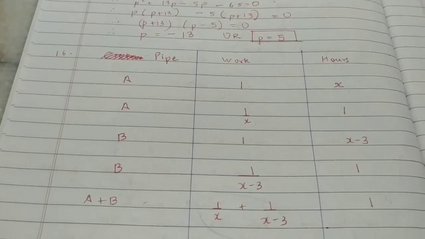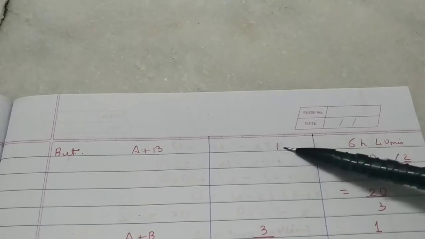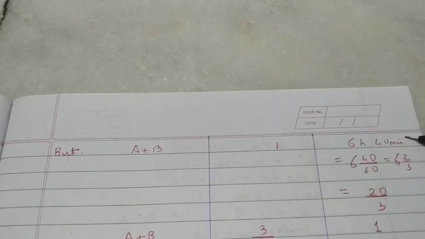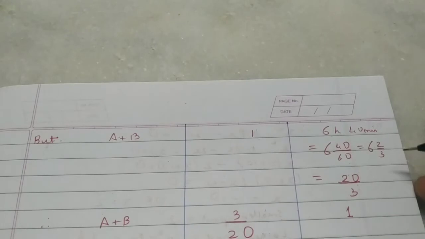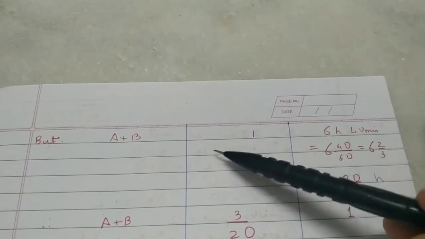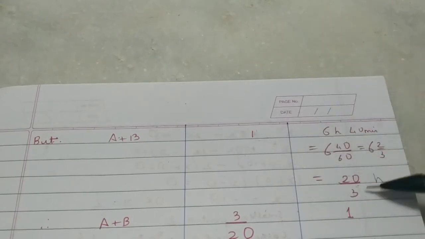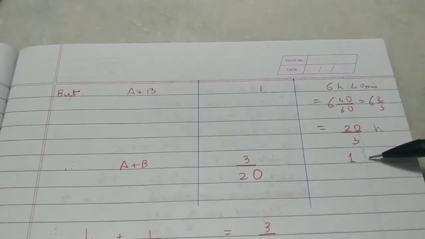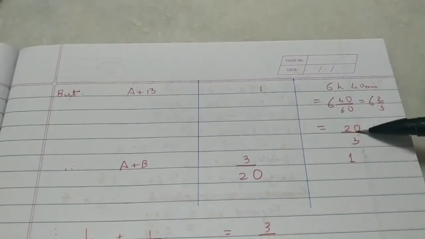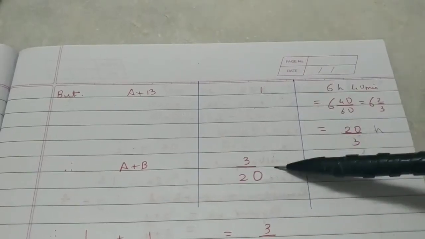However, they have also mentioned that together, they can complete the entire work in 6 hours and 40 minutes. So please convert it into hours. That's 6 hours and 40 upon 60 hours. That's 62 upon 3 or 20 upon 3 hours. So A plus B together can complete that work of filling the cistern in 20 upon 3 hours. So in 1 hour, how much of the cistern can they fill? Reciprocal of this, that's 3 upon 20. So this is A plus B's 1 hour work.